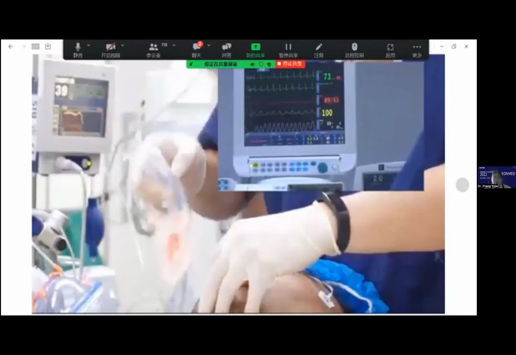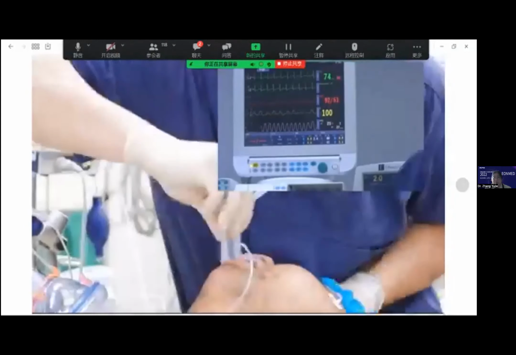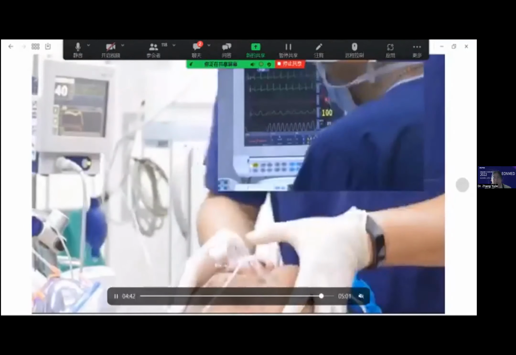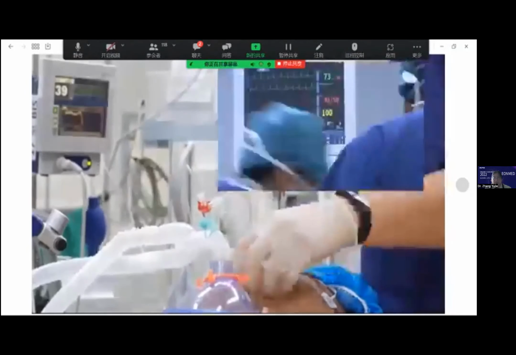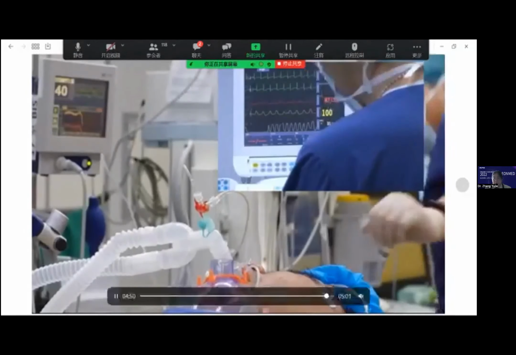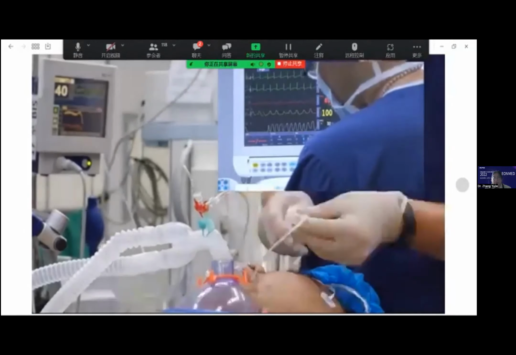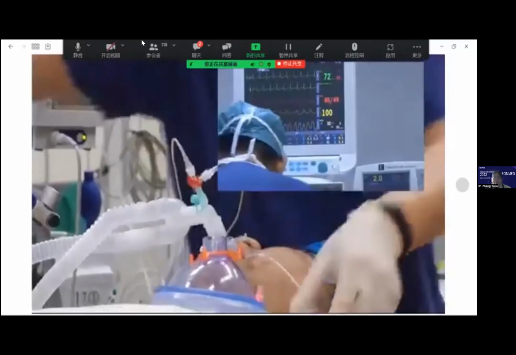And then we'll place the laryngeal mask airway. You can see it's very fast and easy, and the patient doesn't have any pain through this course, while he still has spontaneous respiration. You can see the curve here after we place the LMA.